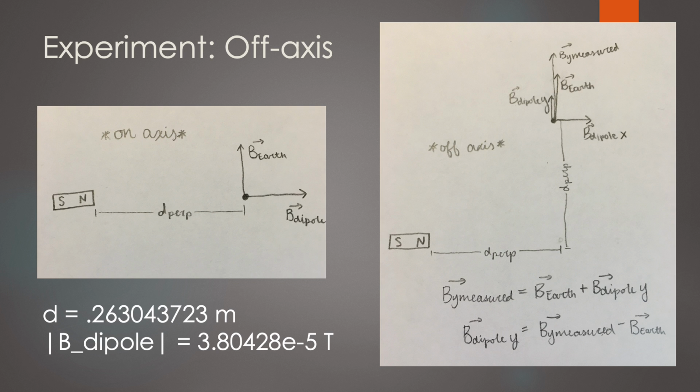I then moved the magnetometer up a distance d perp, so it was at an angle of 45 degrees from the magnet. I recorded the components. However, at this observation location, as shown in the right picture, the vertical component would be from both the magnet and the Earth. So to get the y-component of the magnetic field due solely to the dipole magnet, I subtracted out the Earth's magnetic field I measured before. Then I was able to find the magnitude of the magnetic field due to the magnet to be 3.8 times 10 to the negative 5 teslas.